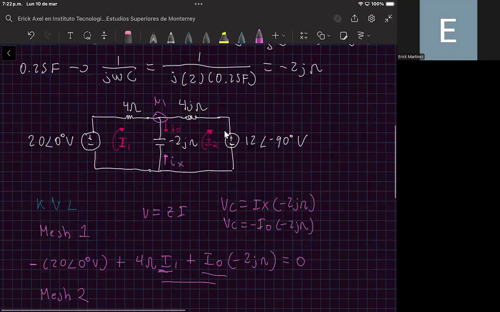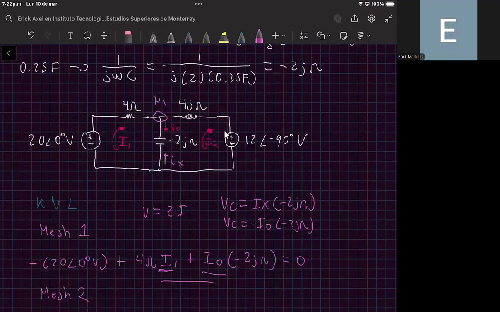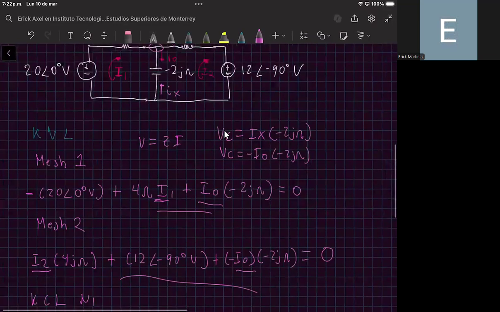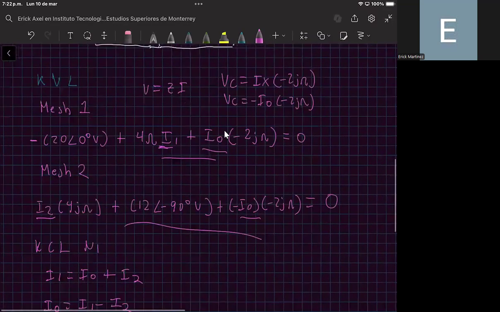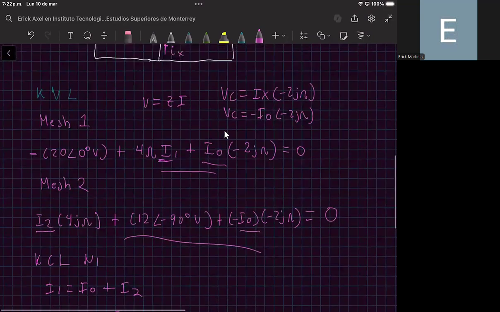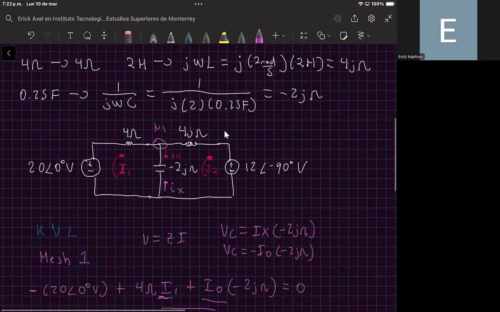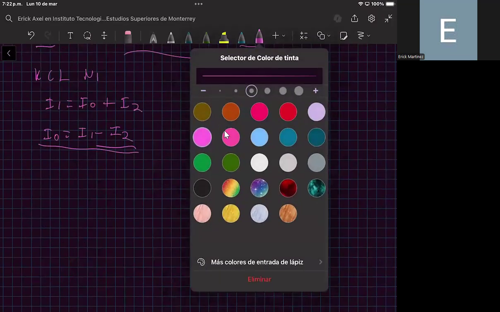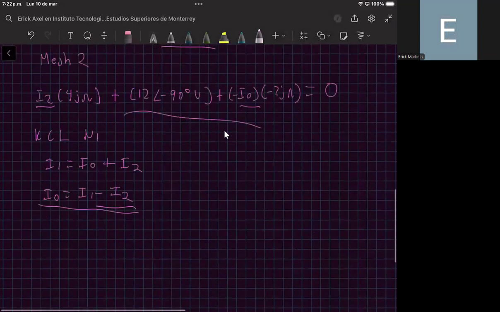So there is another way in which we can compute these relationships more easily, instead of making all of these substitutions. So I will generate this mesh analysis by using a little different approach, no? So for example, I will rewrite the circuit, okay? Only to make this point a little bit clearer.